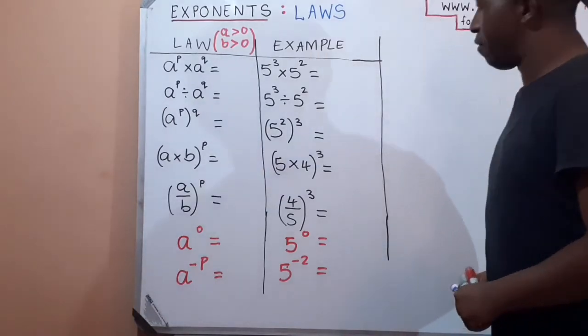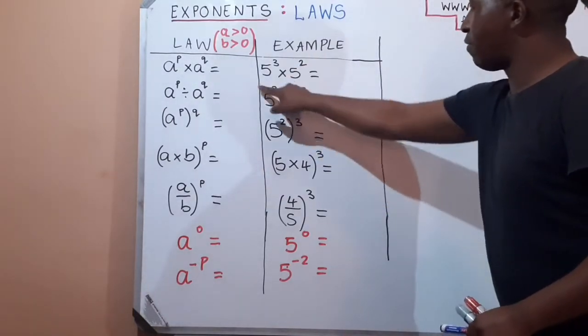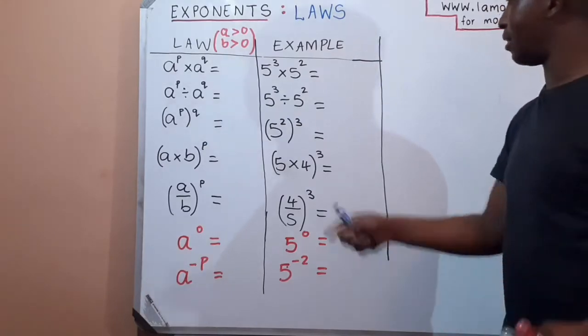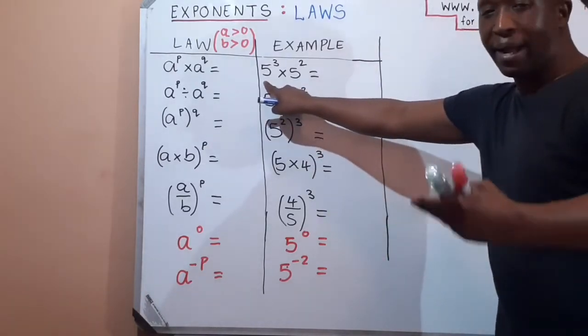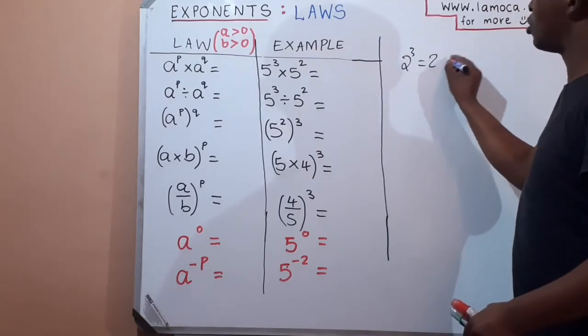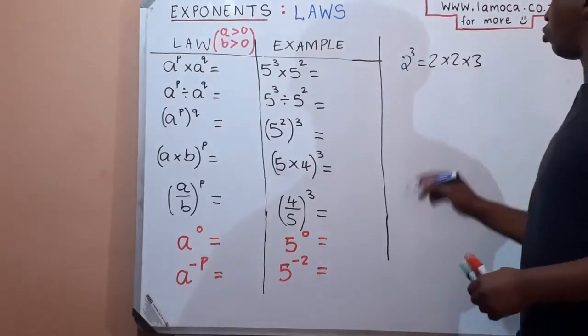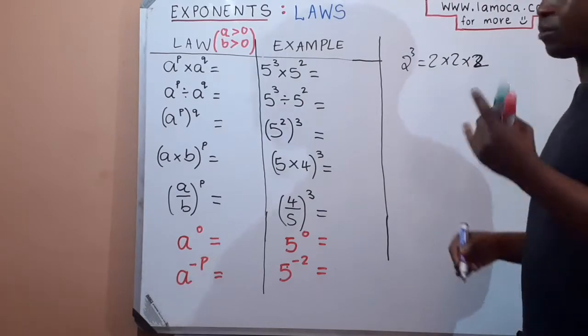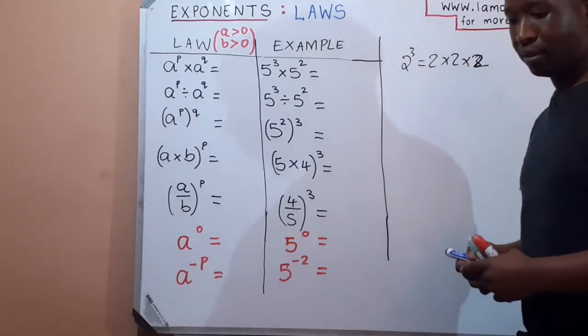Now, we know for a fact that an exponential term like 5 to the power 3 implies that this is 5 multiplied by itself 3 times. For example, if somebody says to me 2 cubed, that means 2 times 2 times 2, 3 times. It's just 2 multiplied by itself 3 times, right?